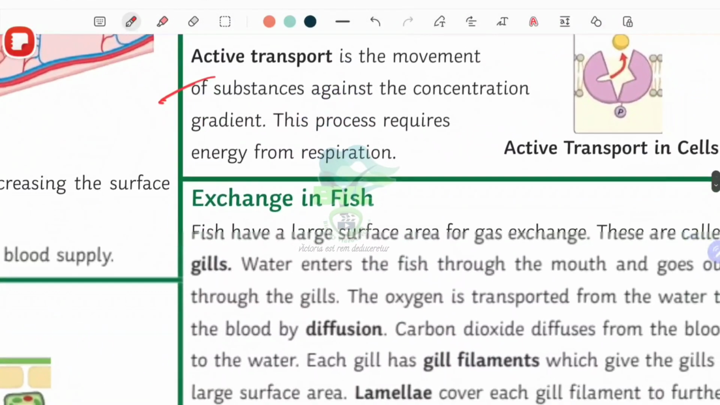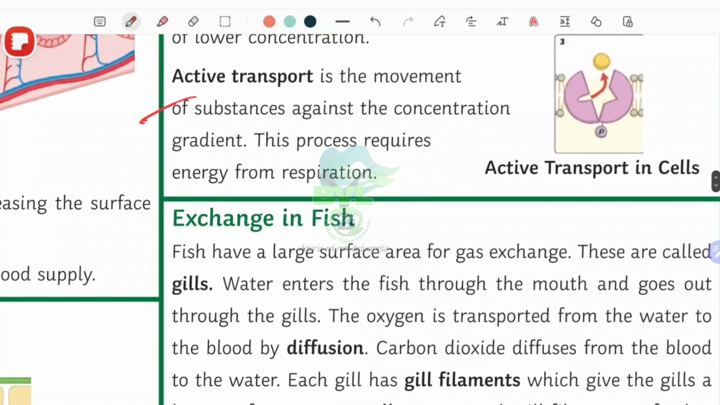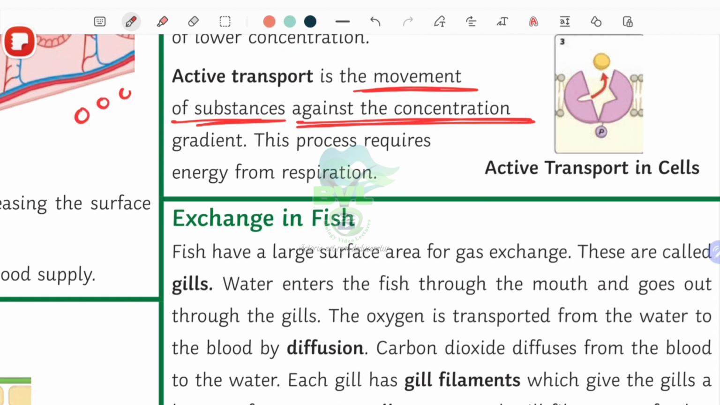So the next thing I want to look at now is active transport. Now, this is the movement of substances against concentration gradient, which means you are moving things from where they are less to where they are more.